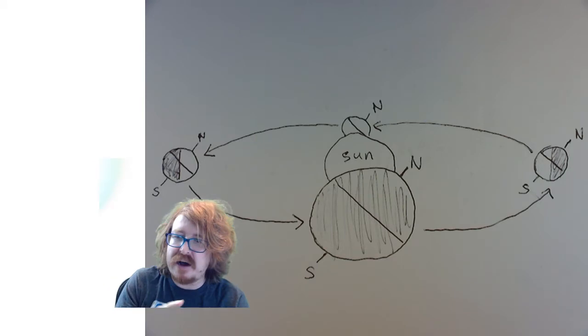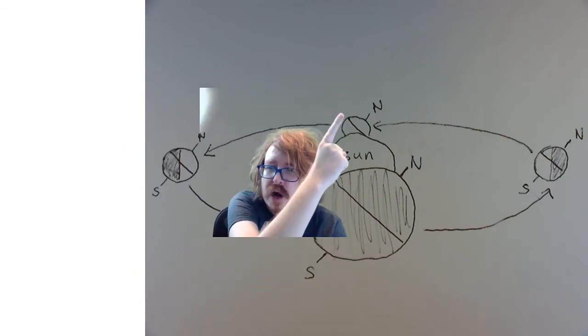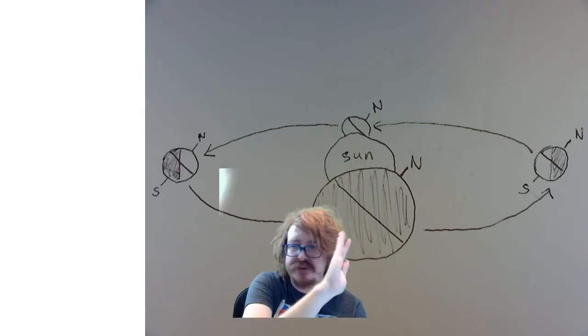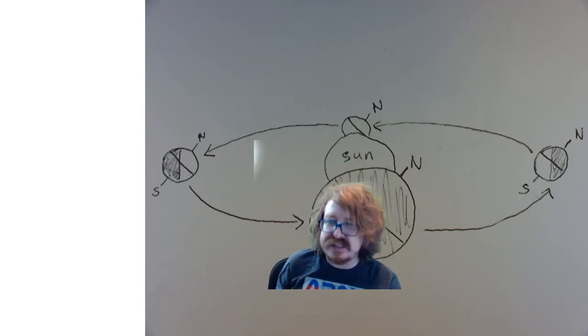Okay, so check this out. That means here and on the one back in the back, the North Pole is not tilted towards or away from the sun. It's just sort of tilted off to the side somewhere.